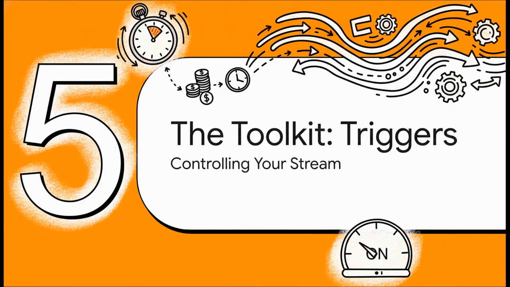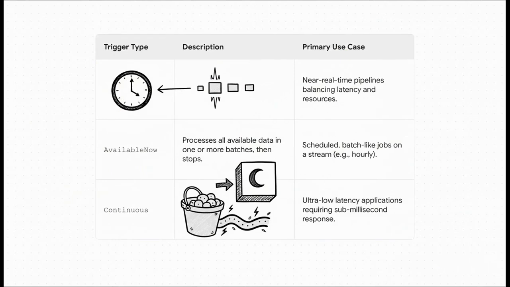Okay, last piece of the puzzle. We can handle late data, we can survive failures, but how do we control the rhythm of our stream? The speed, the timing, and even the cost? Well, that's done using triggers. The processing time trigger is your workhorse. You just tell it to run a micro batch every 10 seconds or every minute. The Available Now trigger is amazing for saving money. It spins up, processes all the data that's piled up, and then shuts down. Perfect for a job you only need to run once an hour. And then for those extreme, ultra-low latency situations, you have the continuous trigger, which basically processes data the very instant it arrives.